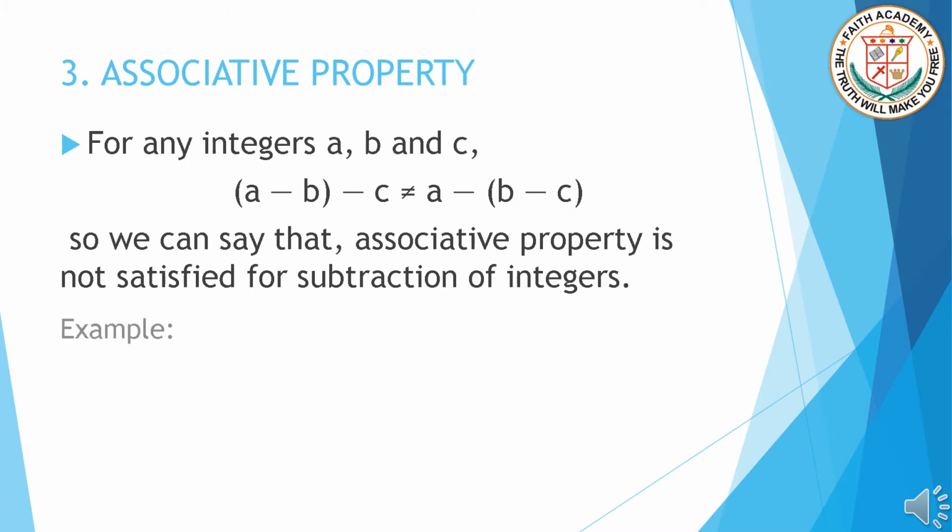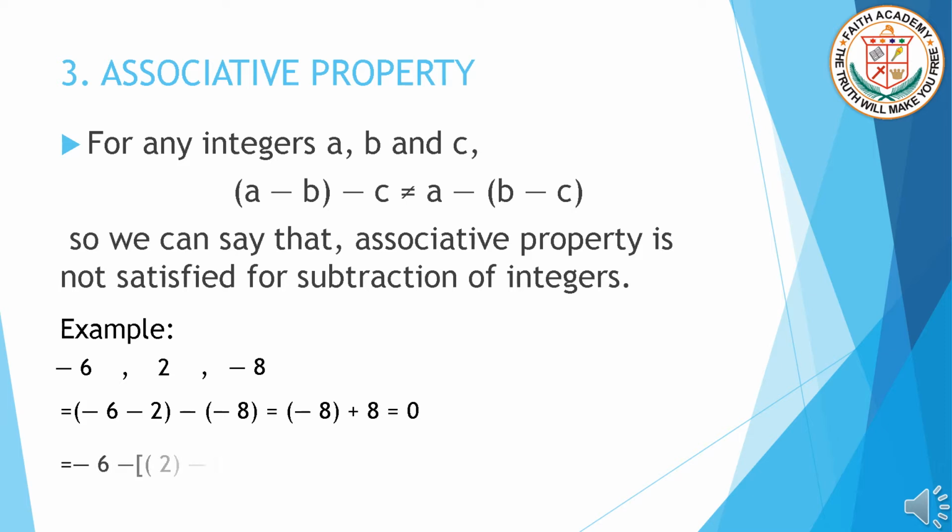Let us look at one example. Here there are three integers that are given, that is minus 6, 2 and minus 8. If we subtract minus 6 and 2 first and to the difference we subtract minus 8, we get the answer as 0. But if we subtract 2 and minus 8 first and then to the difference we subtract minus 6, we get the answer as minus 16. So this proves that both the differences are different, and this shows that associative property for subtraction of integers is not satisfied.